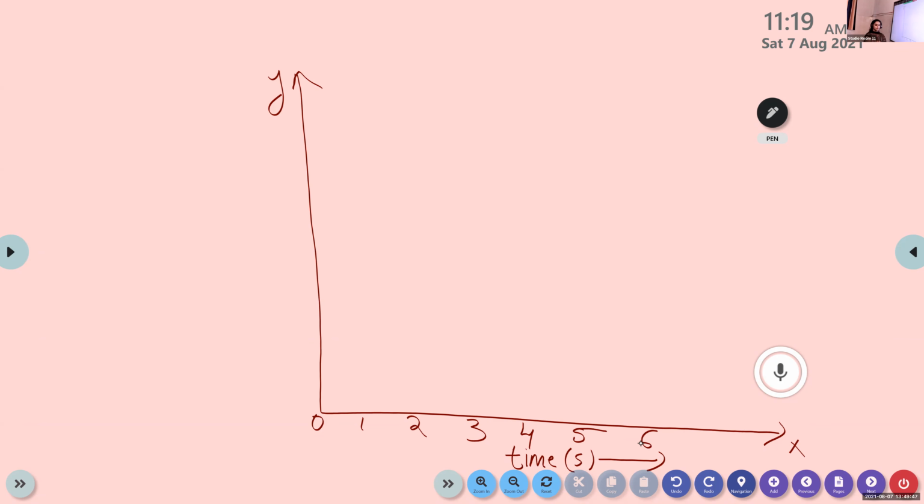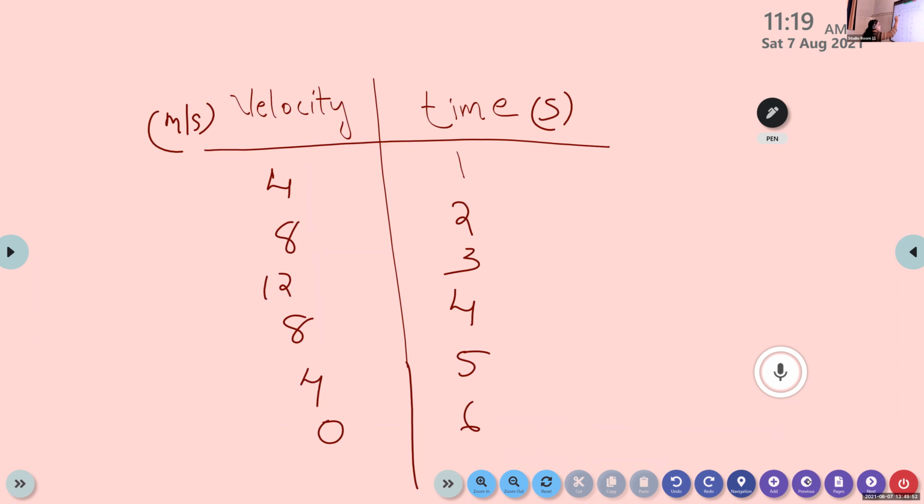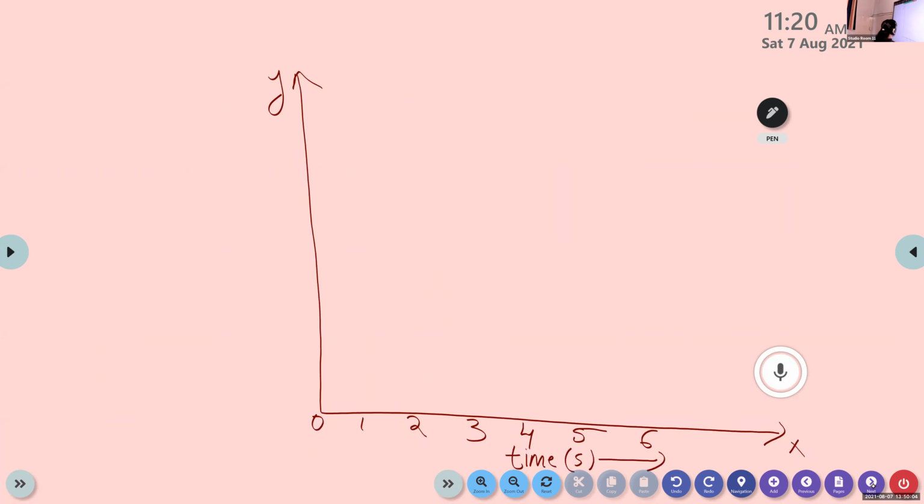Now, what about the velocity? How does the velocity vary? Velocity varies from 4, 8, 12, 8, 4, and 0. So we can take the velocity with a difference of 4: 4, 8, 12, 16, and so on. So here the velocity is taken along the y-axis, in meter per second.